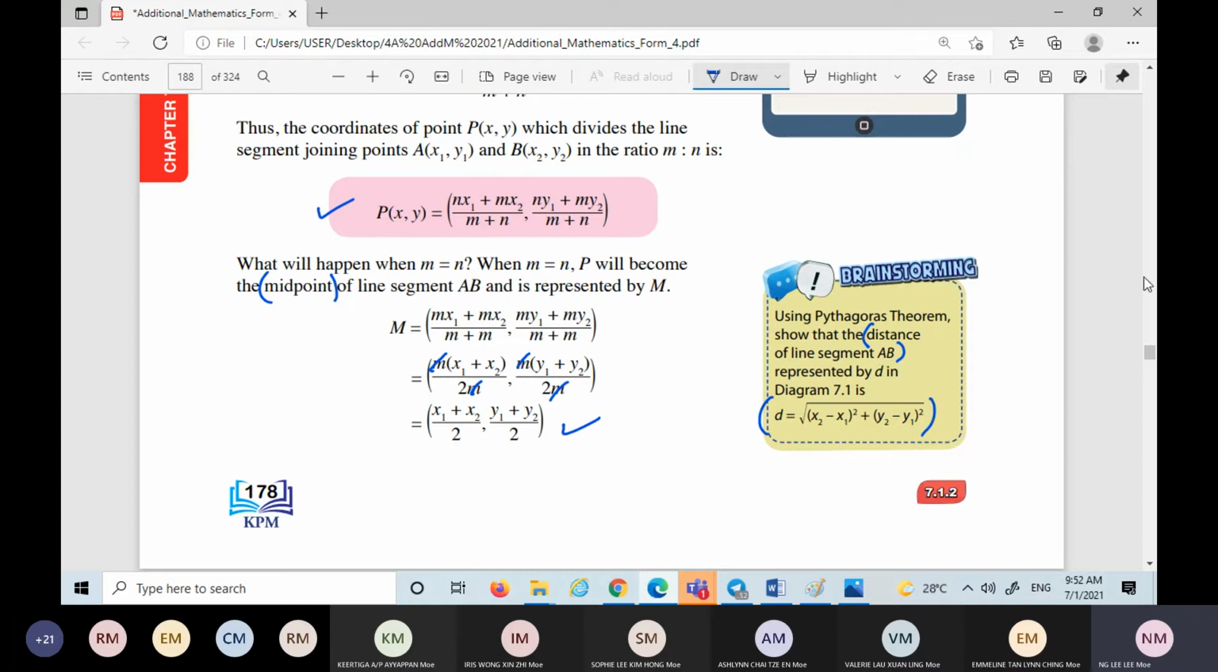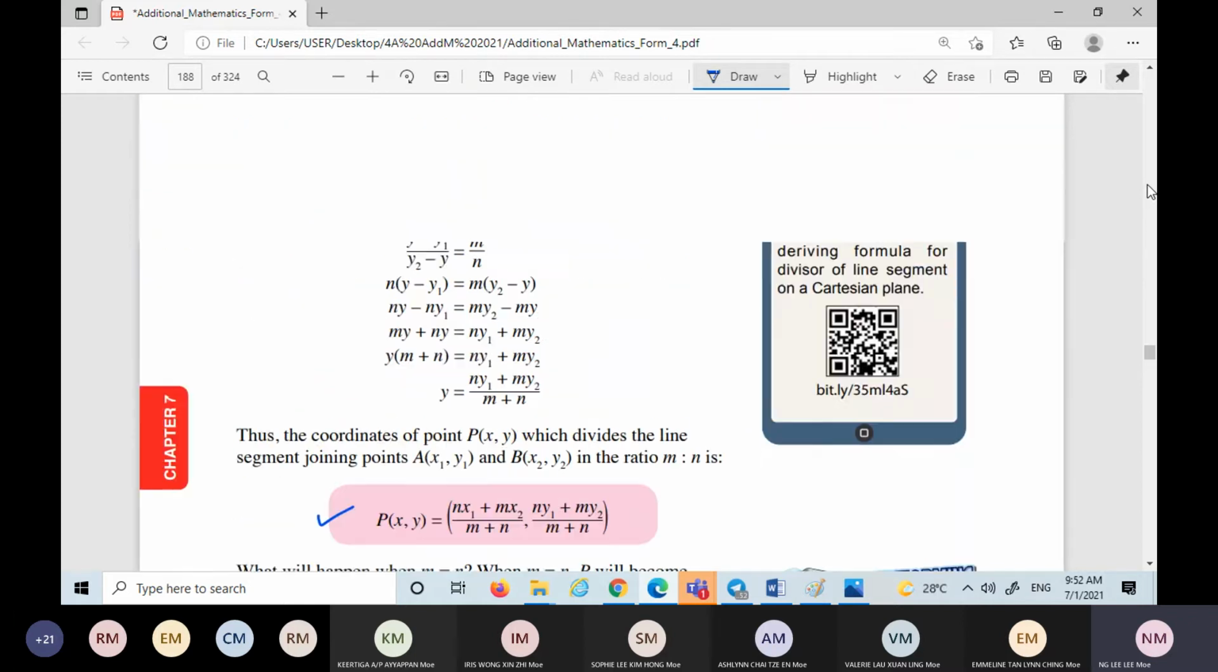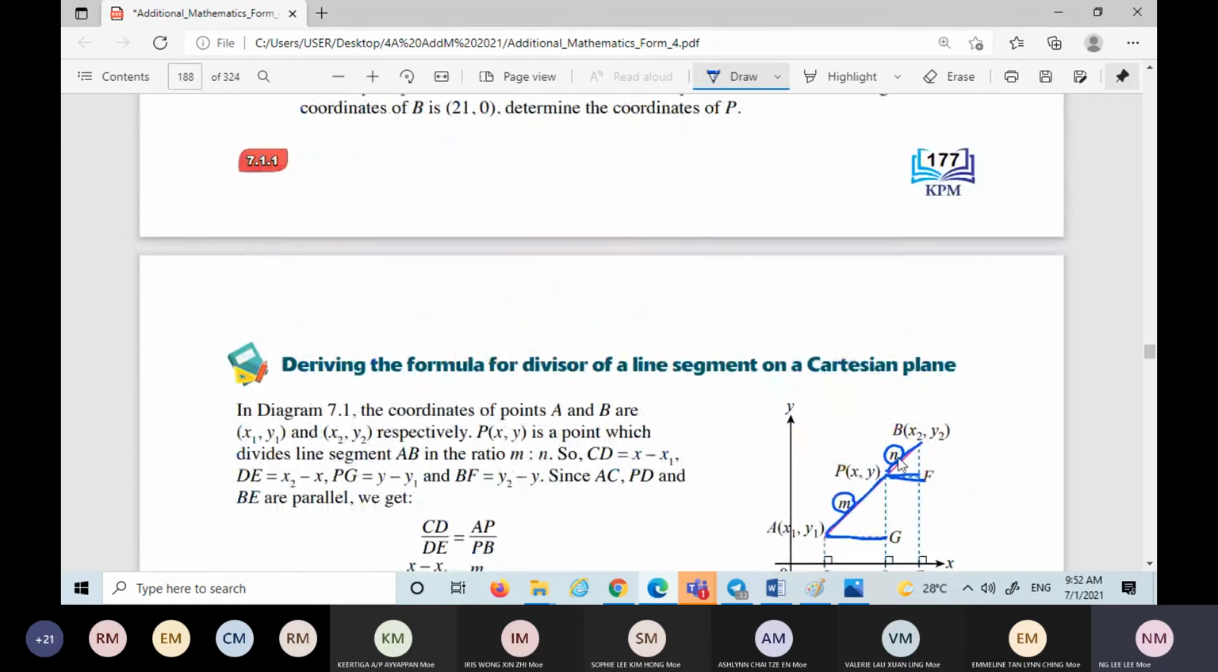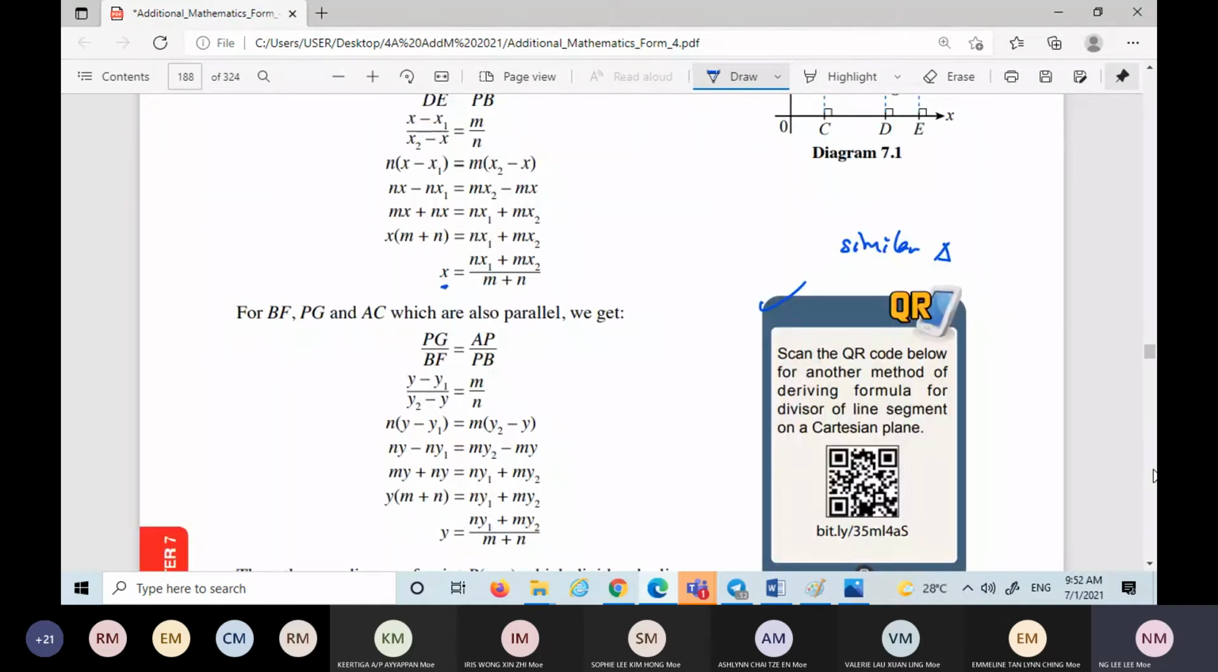If you draw out the diagram, something like this one, then you use the Pythagoras theorem. It's quite easy for you to get the distance formula. Same also, this distance formula will not be given.